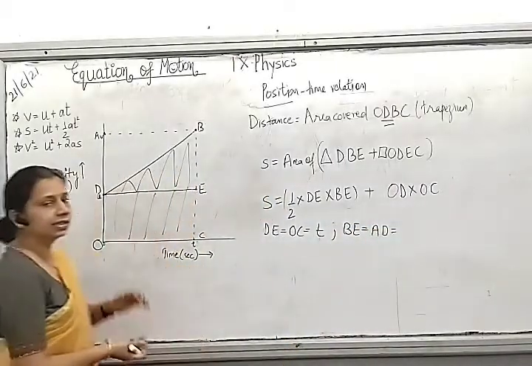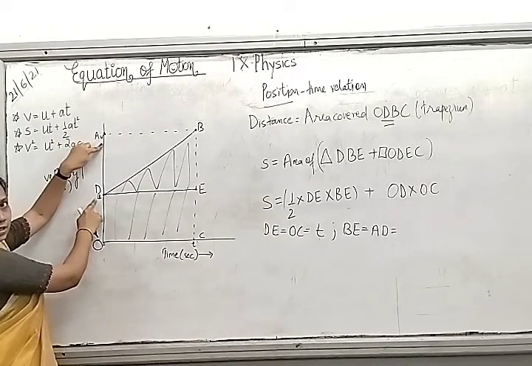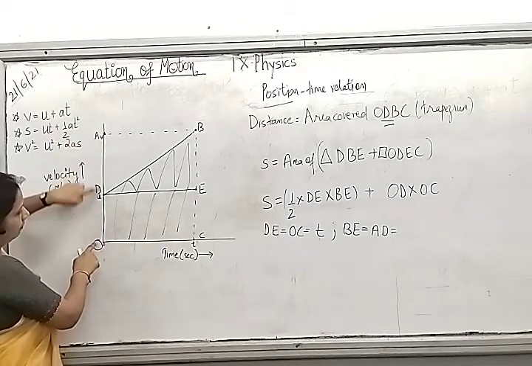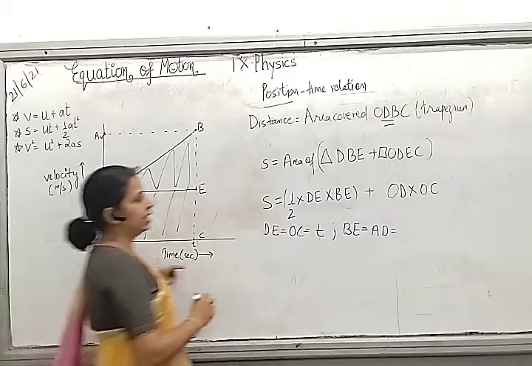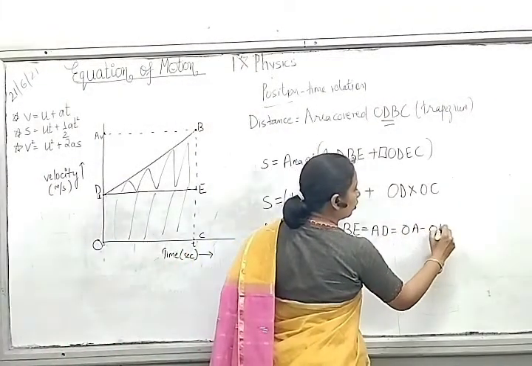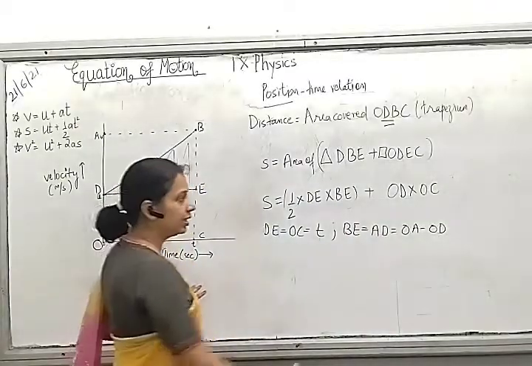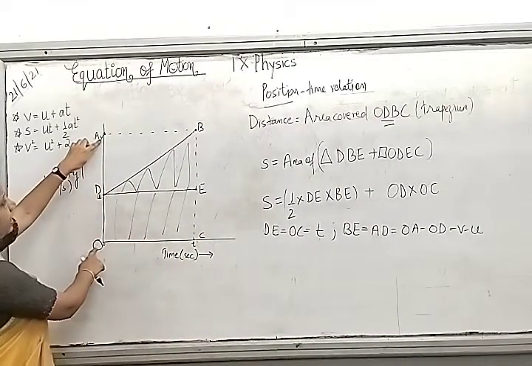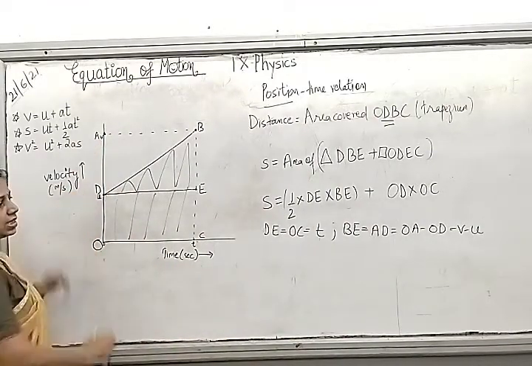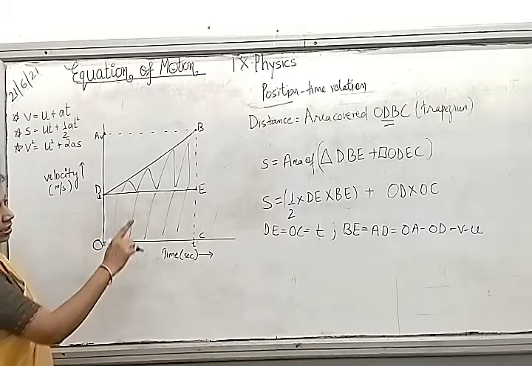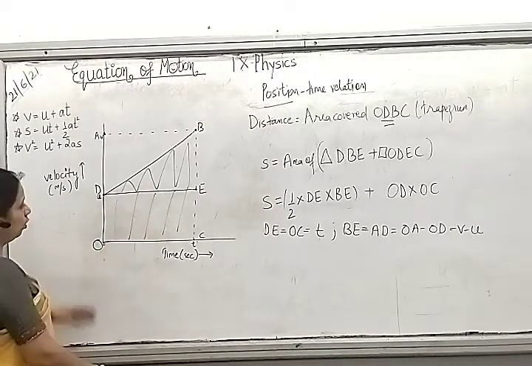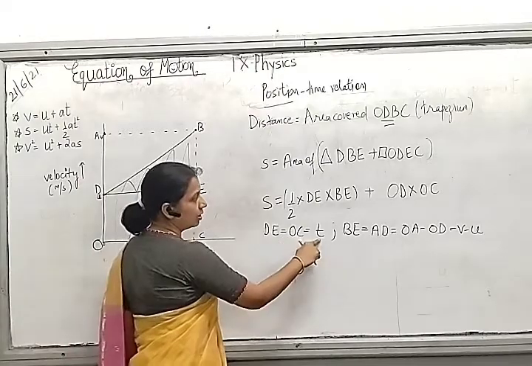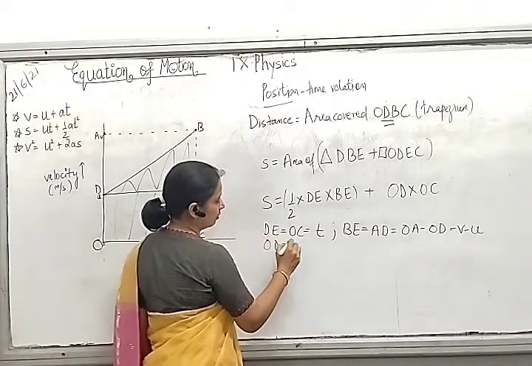And what is this AD? You can write AD as OA minus OD, right? And what is OA minus OD? It is V minus U, right? Your O to A is V, your O to D is U. And for the rectangle, OD is U and OC is T. OC I have already written, and I will write OD also. It is nothing but U.